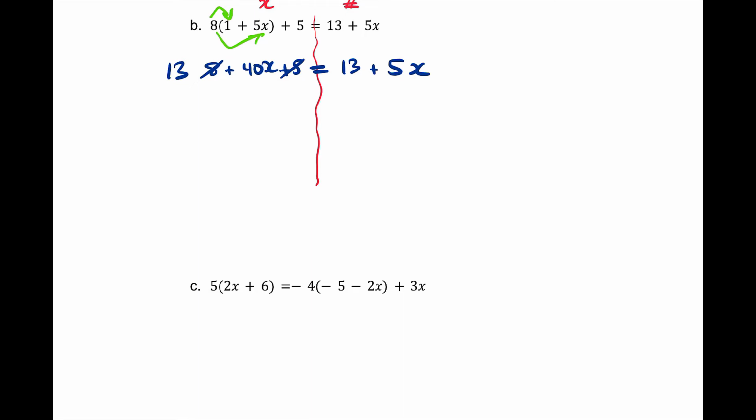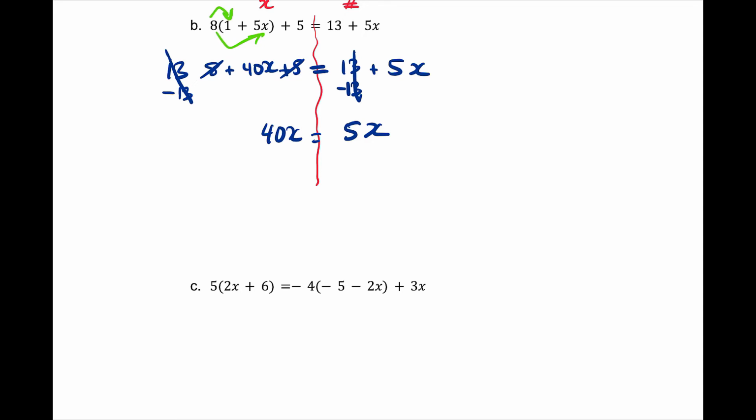So I'm now going to subtract 13 from this side, which means I'm going to subtract 13 from that side. And you can see in this case, they both get canceled out. So what we're left with is 40x equals 5x. Now it looks a little strange at this point because you're like, well, where's the constant?